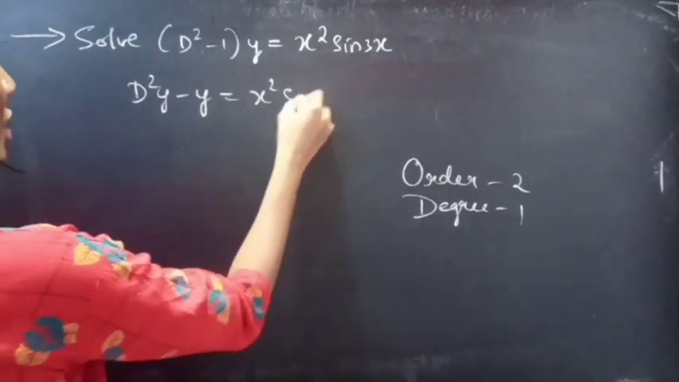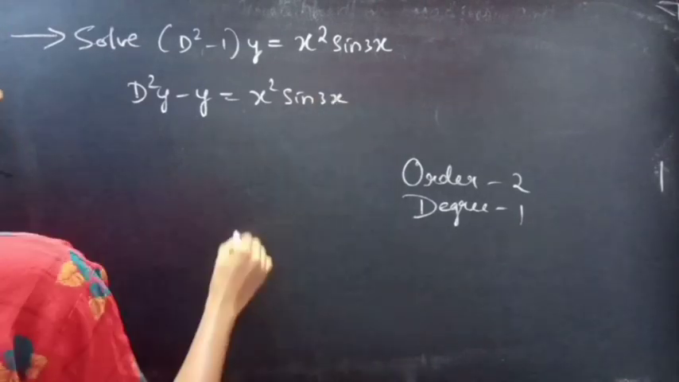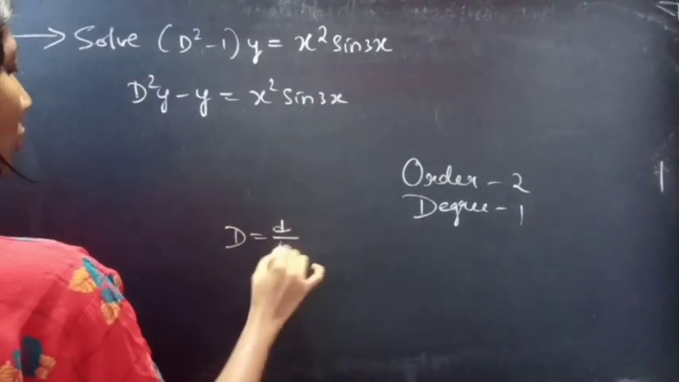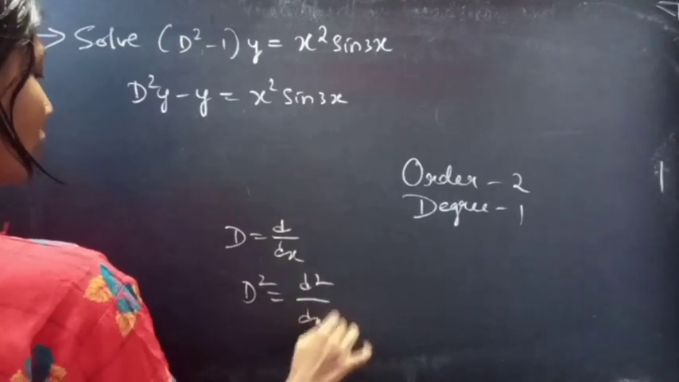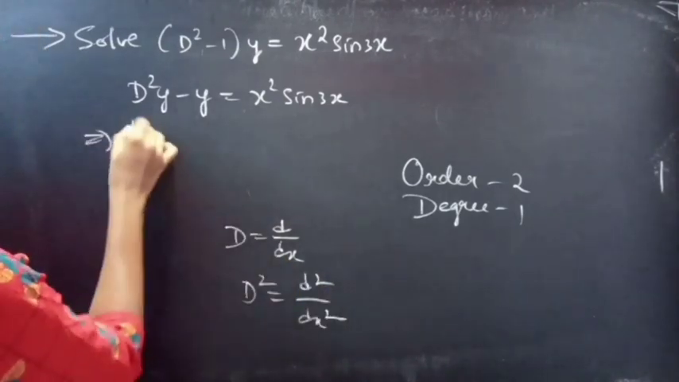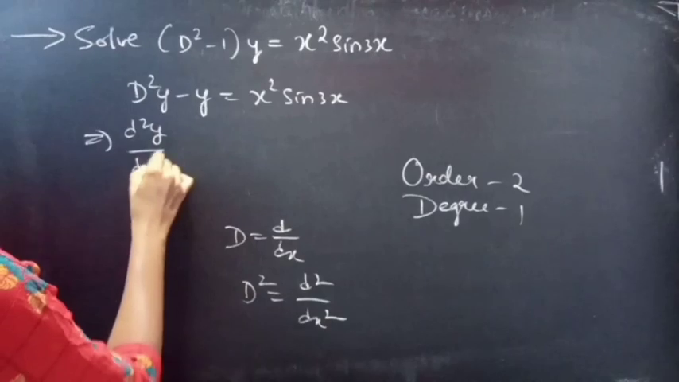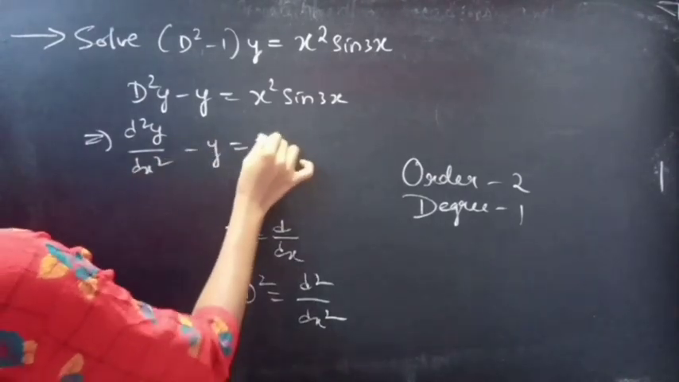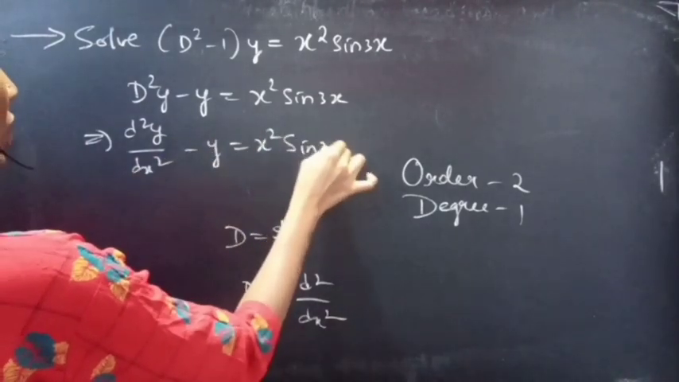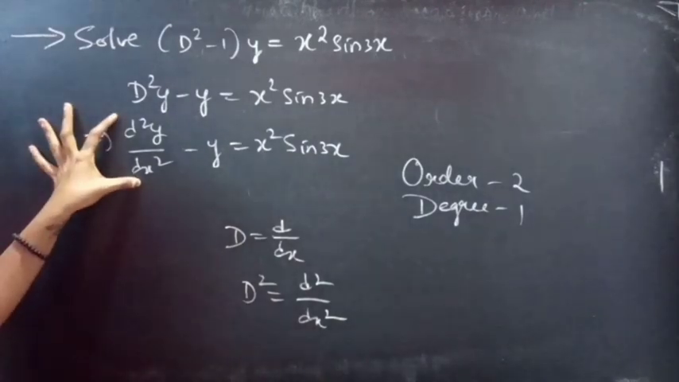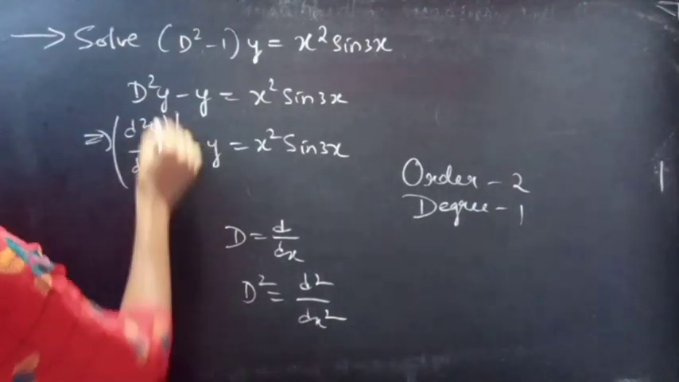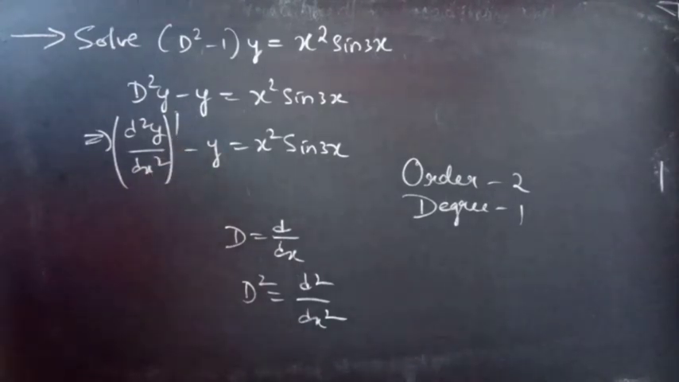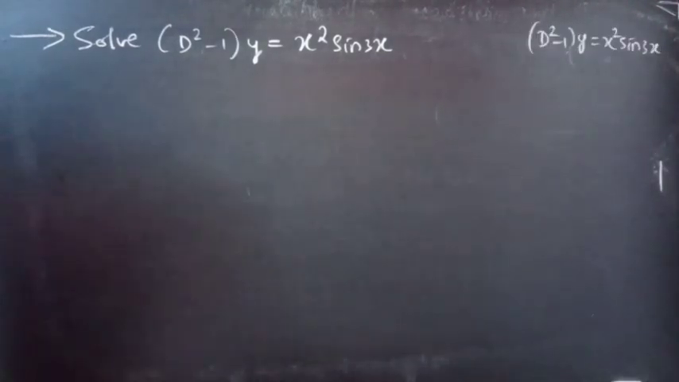x square sin 3x. We know that D is a differential operator. Then D square will be d square by dx square. So we can write our equation as d square y by dx square minus y equals x square sin 3x. Here d square y by dx square is the highest derivative, so the order will be 2. And the highest power of the highest derivative is the degree. Degree is 1.